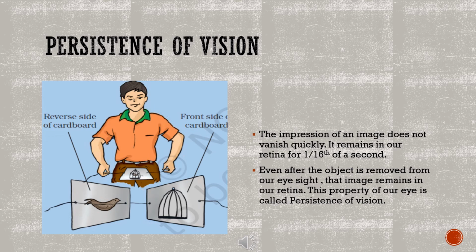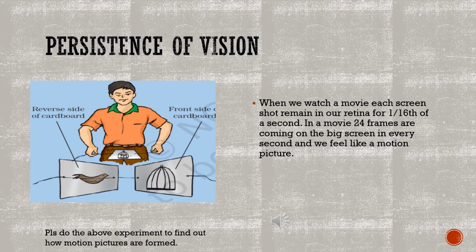This is how films run on the screen, more than 16 frames per second. Each slide runs, and we feel as if it is a motion picture, because one after the other the images remain in our eyes. So when we watch a movie, each screenshot remains in our retina for 1/16 of a second. In a movie, normally 24 frames come on the screen every second and we feel it as a motion picture.